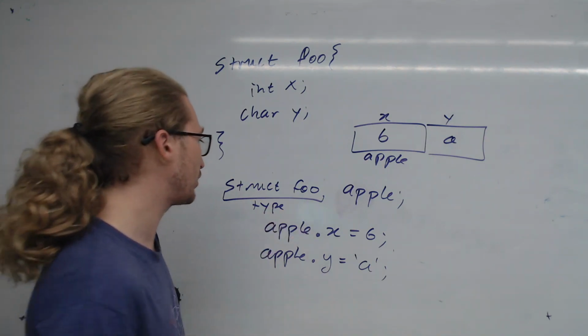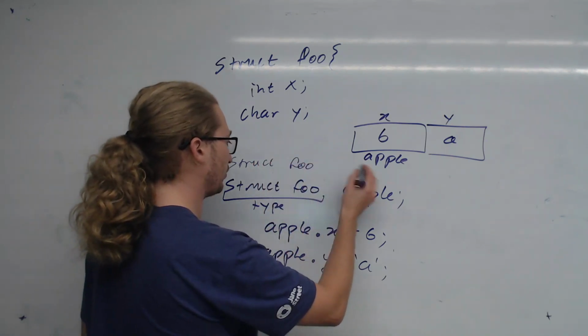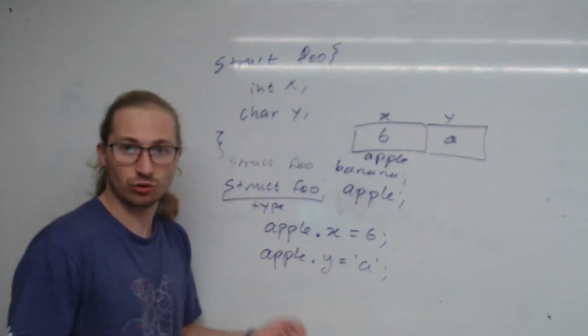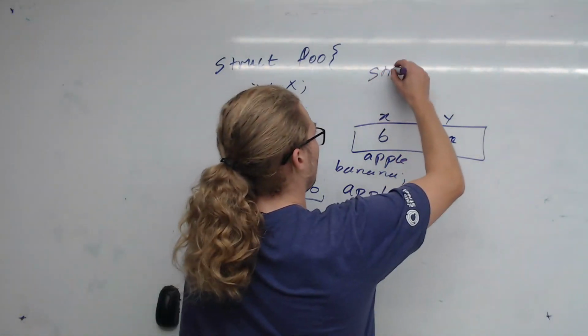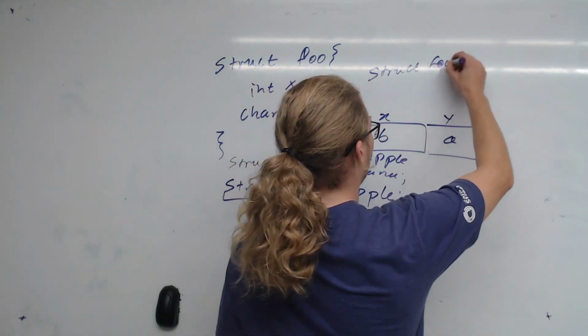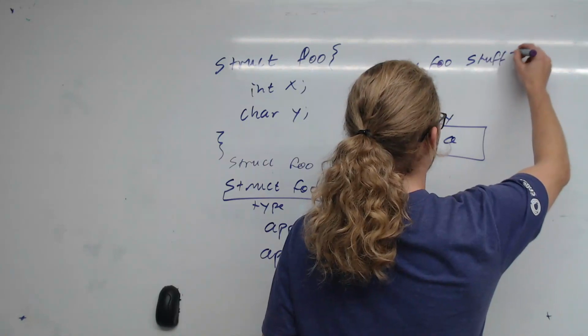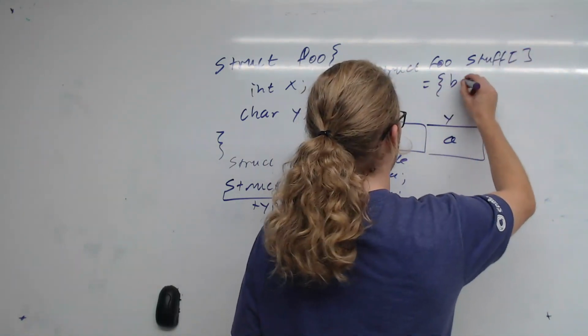Suppose we had another struct, struct foo, I don't know, banana. I could then store these things in an array of structs. So I could have struct foo, call my array stuff, square brackets, and it contains inside two structs, banana and apple.